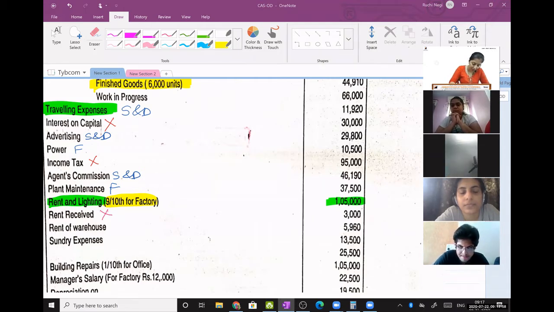Selling and distribution. Yeah. Why? Why selling and distribution? Anyone? Any reason? Aradhya also said selling and distribution. Anyone can give me the reason why warehouse is going to selling and distribution, rent of the warehouse? What is the logic behind taking it in selling and distribution? Okay, Sanya is saying because it's mentioned warehouse. No, dear, I'm asking why warehouse is selling and distribution.